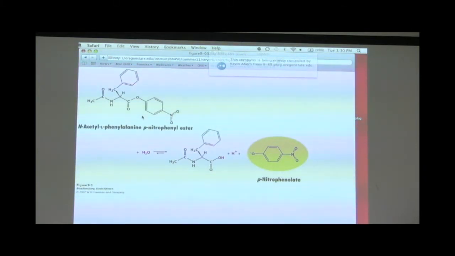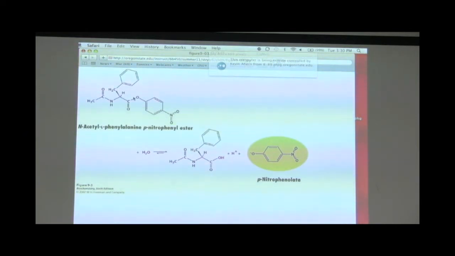And the bond that it cleaves is, let's see, it's right here, as I recall. Anyway, which doesn't even look like a peptide bond. But suffice it to say, chymotrypsin will cleave this bond. When chymotrypsin cleaves this bond, it splits the molecule into two pieces, just like it would if it were cleaving a protein. But one of those pieces, when it's split off, turns yellow.